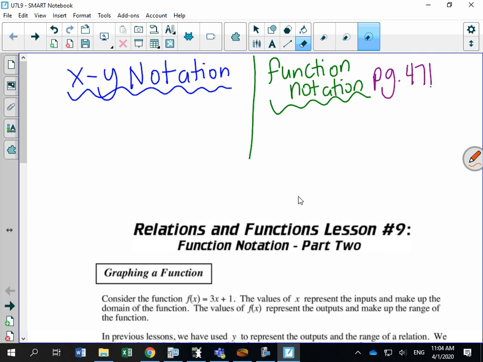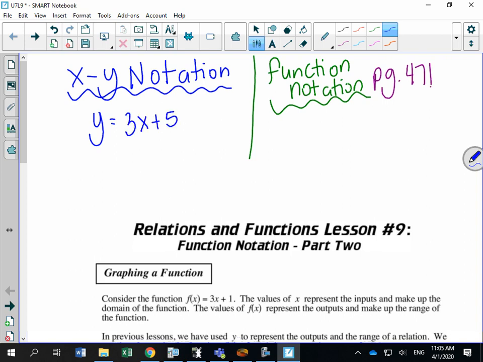So just to do a quick review of lesson 8, up to this point, you are used to dealing with XY notation. XY notation would be giving you an equation written using the variables x and y. So y is equal to, for example, 3x plus 5.